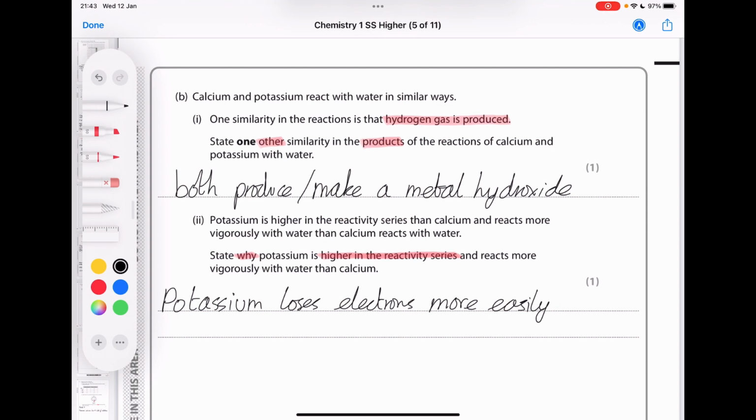However, there had to be some sort of comparison there. Just writing potassium loses electrons easily did not get you the mark. It's potassium loses electrons more easily than calcium. You must have that comparison. You've been asked why potassium is more reactive than calcium, so you must explain potassium loses electrons more easily than calcium.